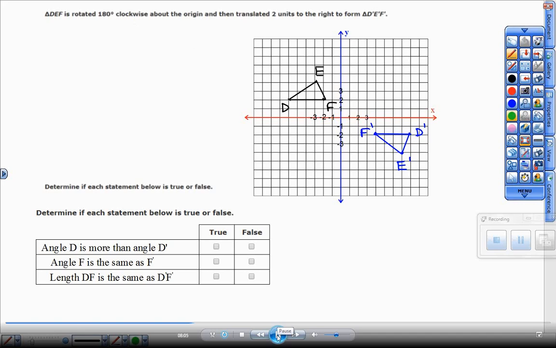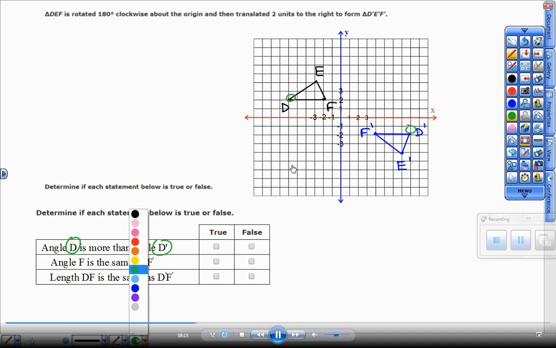it's asking you, is angle D more than this angle D right here? Hopefully, again, you've changed that. And again, that is false, since this angle D and this, which is really angle D prime, those are the same. So that would be a false statement.